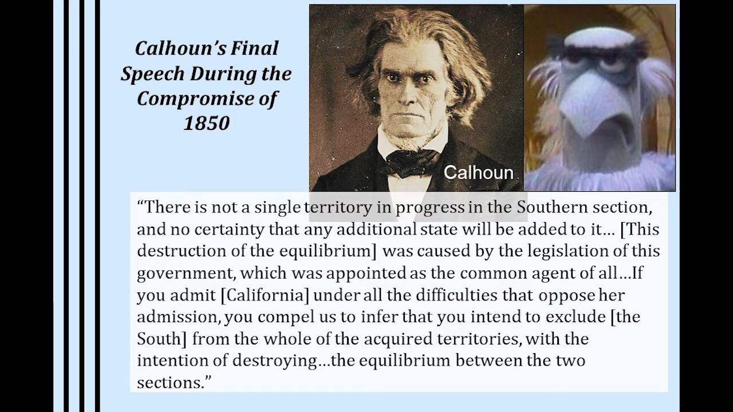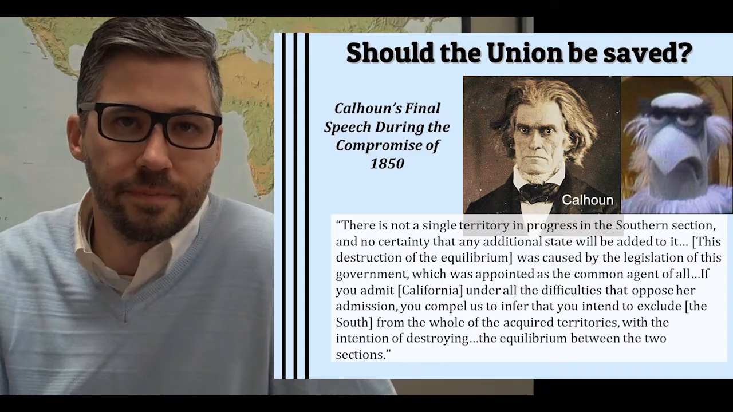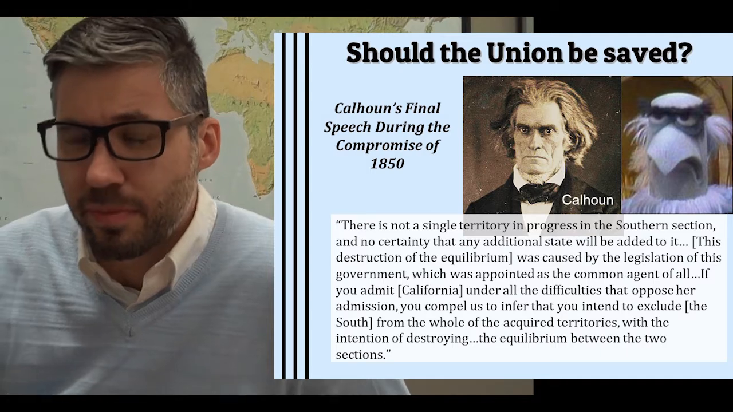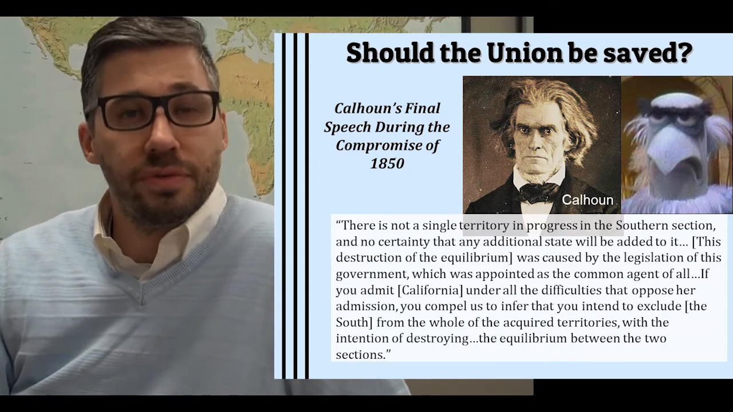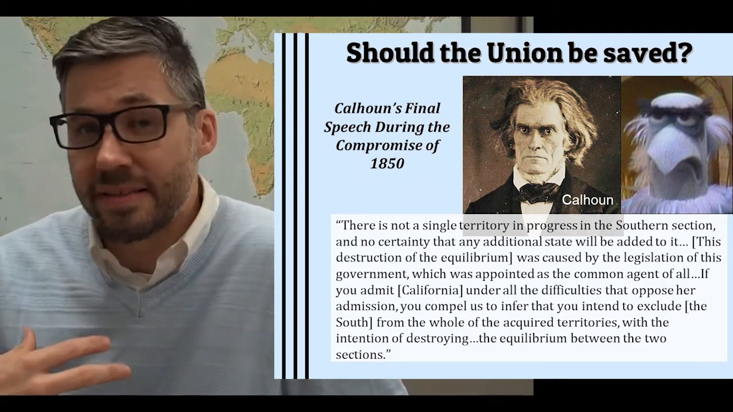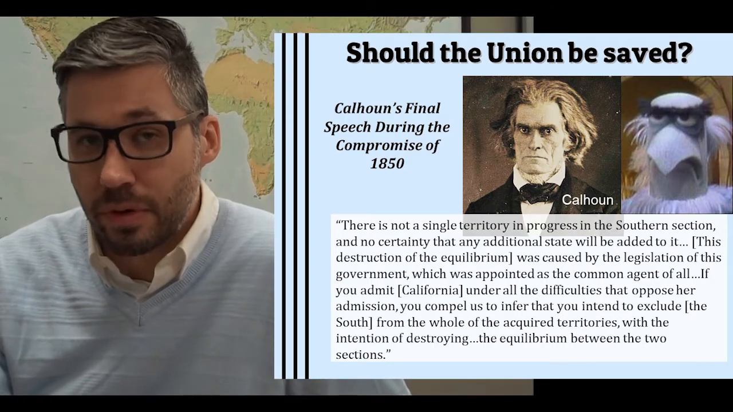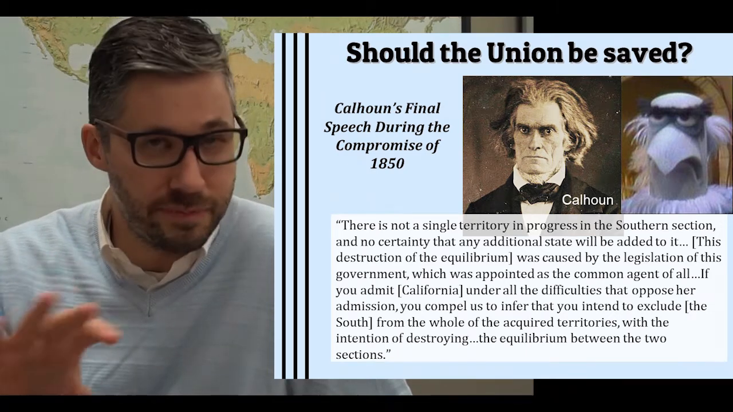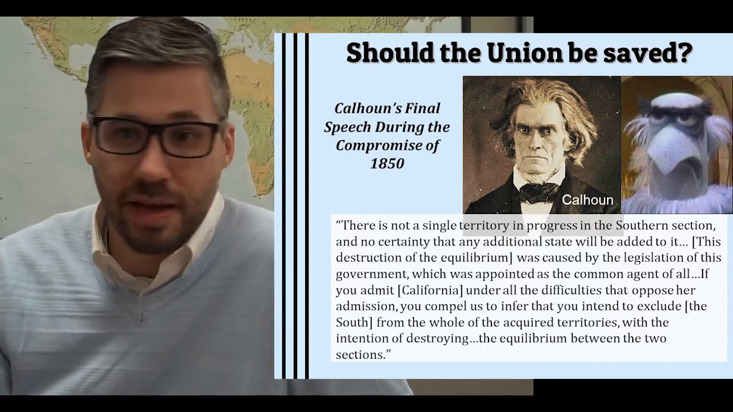"If you admit California under all the difficulties that oppose her admission, you compel us, Southerners, to infer that you intend to exclude the South from the whole of the acquired territories, with the intention of destroying the equilibrium between the two sections." Right? If you bring this in, then you're telling us that, north and south of that magic line from the Missouri Compromise, you're intending to exclude us, which will destroy us because we will be outnumbered in the United States Senate, and slowly you will pick away at our rights to own slaves. These are daunting words, all right? Between the lines are very, very disturbing threats about what the future is going to hold. Anyway, he dies after he gives that.